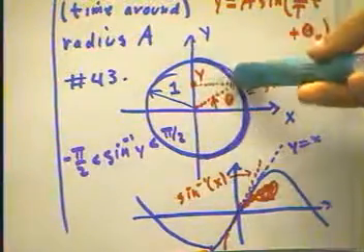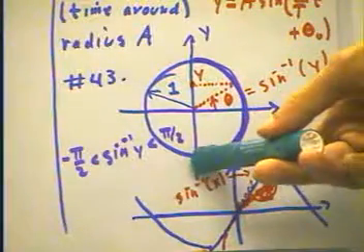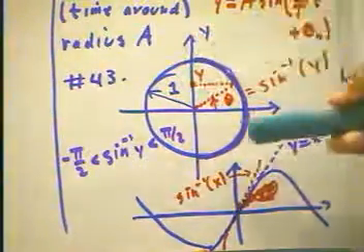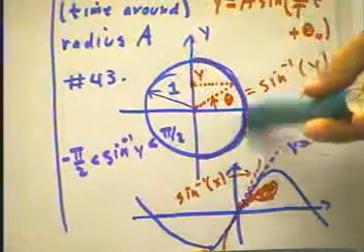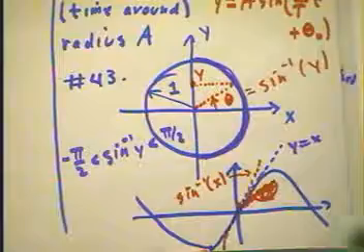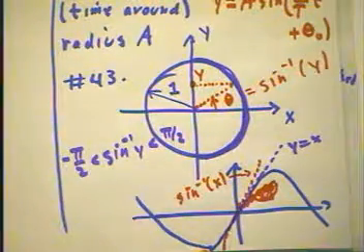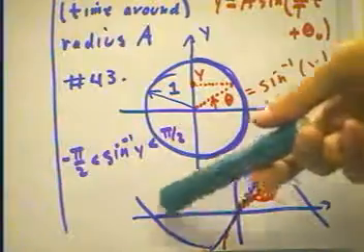That is, well, there are two possible angles. There's an angle over here and an angle over here. The one that lies between negative pi over 2 and positive pi over 2 around the circle is going to be the inverse sine of y. The inverse sine lies between negative pi over 2 and pi over 2.